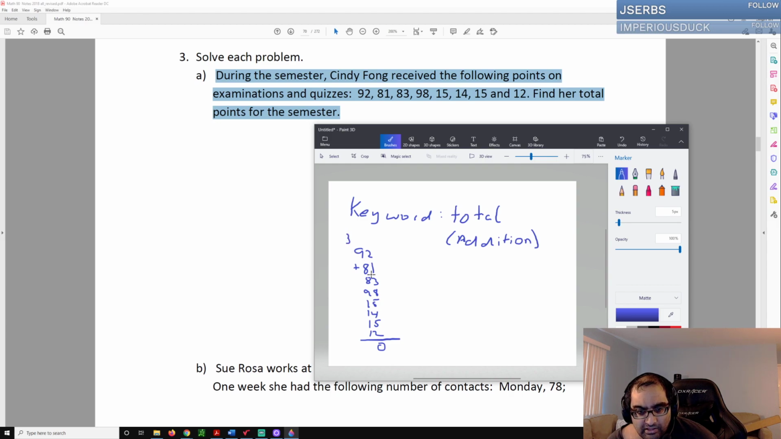Carry the 3 here. 3 plus 9 is 12. 12 plus 8 is 20. 20 plus 8 is 28. 28 plus 9 is 37. 37 plus 1, 38, 39, 40, and 41. So here the total amount of points is 410 points. Okay, so just did it one step at a time to do lots of additions, but nothing too crazy going on here.